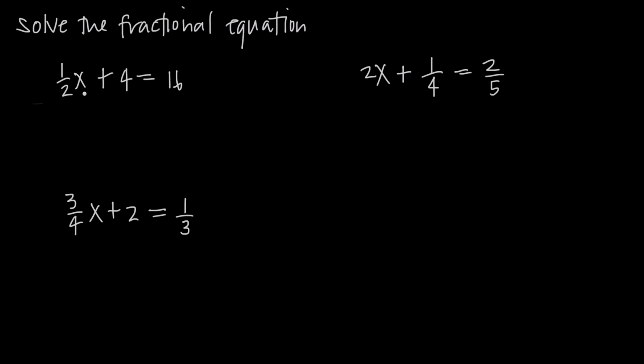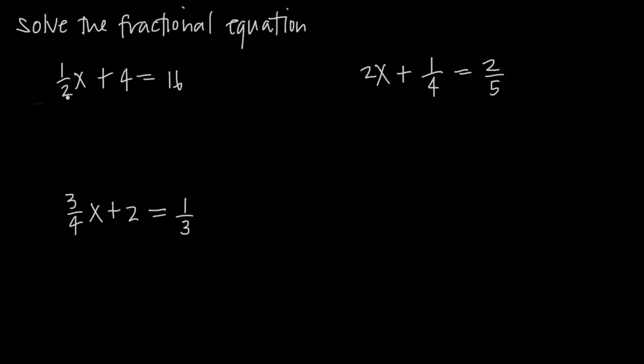Our first example is 1/2 x, or 1/2 times x, plus 4 is equal to 16, and we want to solve this equation for x. Well, it's always easier to deal with whole numbers than it is to deal with fractions. So our strategy for solving a fractional equation is going to be to eliminate the fraction so that we end up with only whole numbers, and then solve for the variable x once we've got whole numbers only in our equation. So how do we eliminate a fraction?